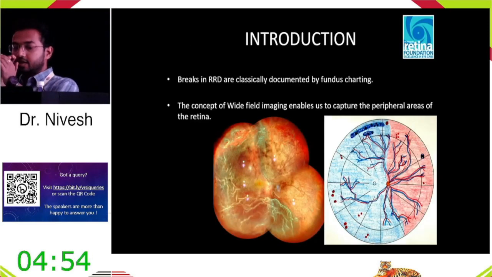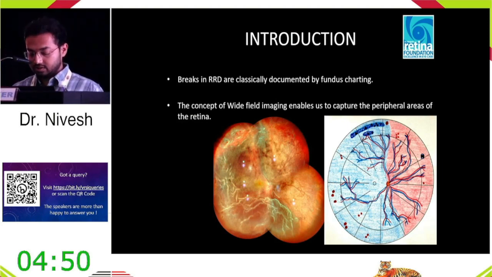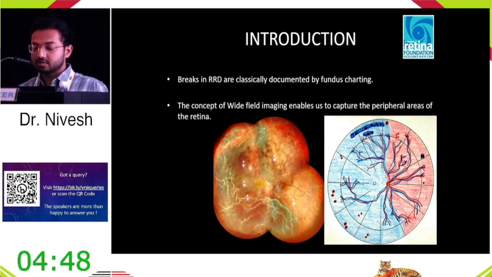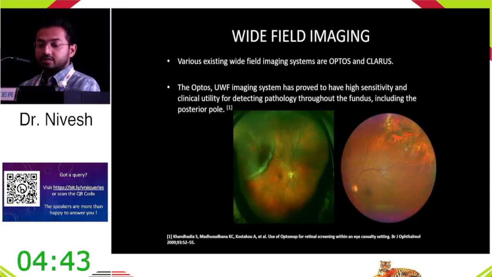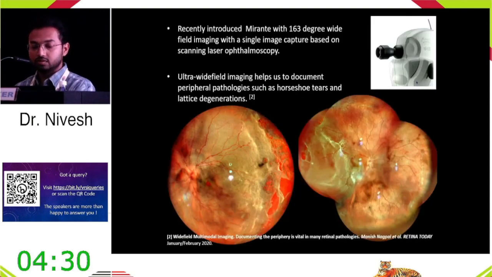Introduction: Breaks in rhegmatogenous retinal detachment are classically documented by fundus charting. The concept of wide field imaging enables us to capture the peripheral areas of the retina. Various existing wide field imaging systems are Optos and Clarus. The Optos ultra wide field imaging system has proved to have high sensitivity and clinical utility for detecting pathology throughout the fundus, including the posterior pole.